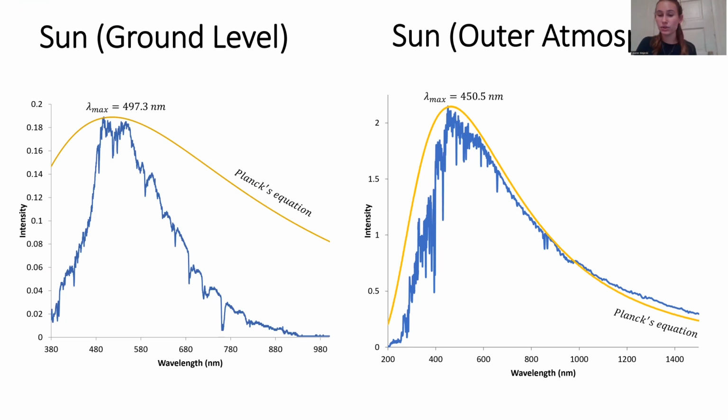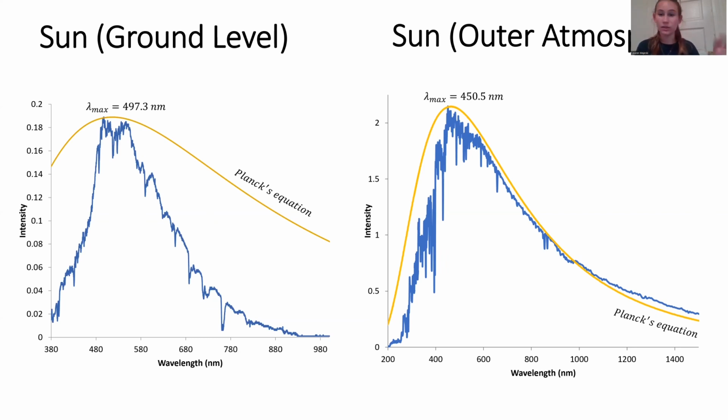We also analyzed solar data. On the right here, we have data from Earth's outer atmosphere, and this very closely follows Planck's equation. This is the best fit for Planck's equation, and this is evidence for the quantization of energy.